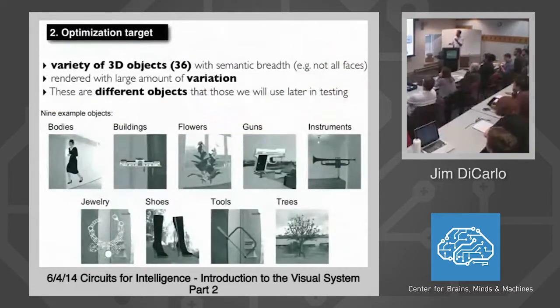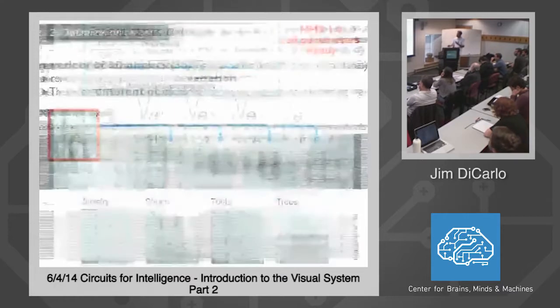When I say we, I mean Dan Yamins as a postdoc and Ha Hong as a graduate student. What they did was optimize for this kind of task on a large variety of objects. In this case, it was 36 objects, rendered with high variations under the same strategy, just on these uncorrelated backgrounds. These are not the objects I'm going to use in later testing. They were just different 3D objects, and we're going to use completely different objects when we do the testing.